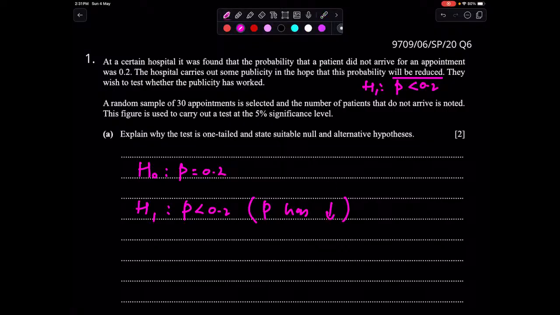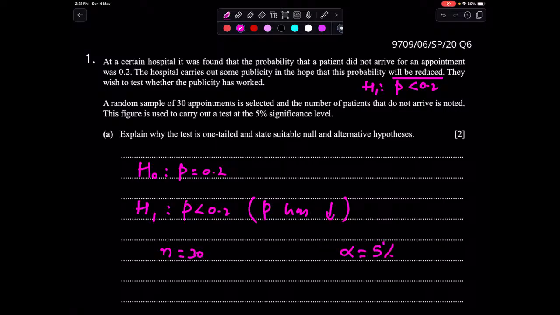A random sample of 30 appointments is selected. This is N of binomial. The number of patients who do not arrive is noted. This figure is used to carry out a test at the 5% significance level. So alpha is 5%.